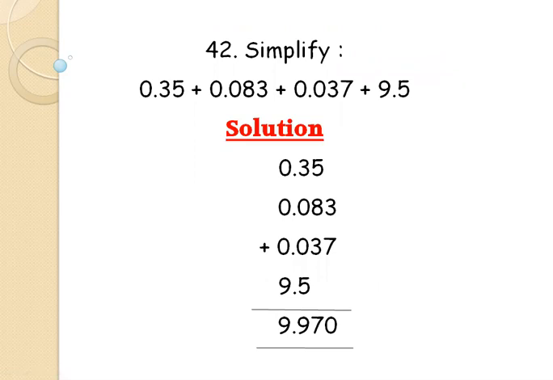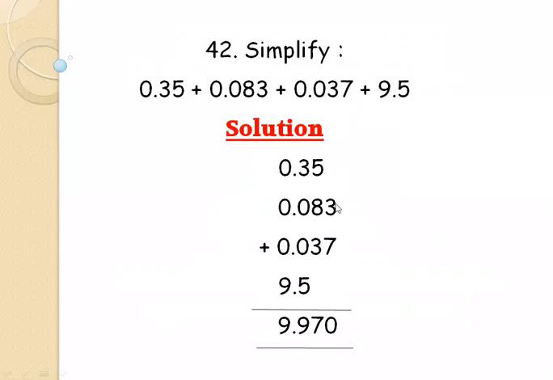Okay, good. 42 says we should simplify 0.35 plus 0.083 plus 0.037 plus 9.5. Now, these are decimal numbers, so the arrangement is very important. 0.35, 0.083. These decimal numbers must be on the same line. 0.037, 9.5. At the end of the day, everything should be on the same line. Now, if you like, you can add 0, 0, 0 to these empty spaces, or you can leave them the way they are.